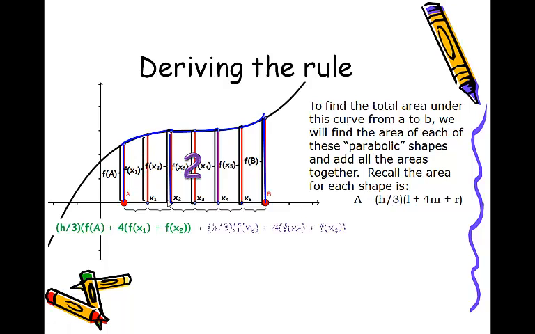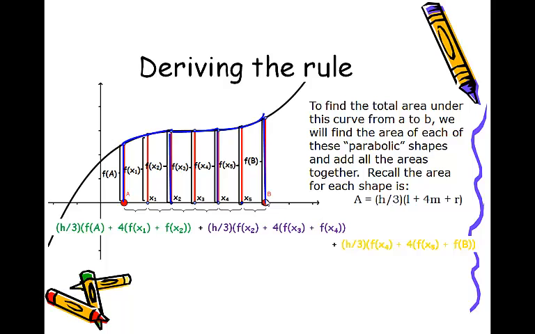For the second shape, again, we start with the h over 3, and again, that's just from the area formula for these shapes. My left height is f of x2, my middle height is f of x3, so I have 4 of those, and my right height is f of x4. For the third and last shape, again, I start with h over 3 because that's from the formula. And then my left height is f of x4. My middle height is f of x5. I have 4 of those. And my final height is f of b.